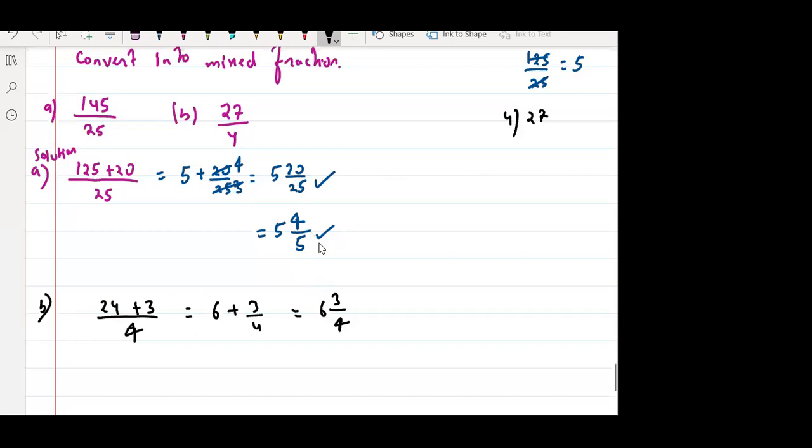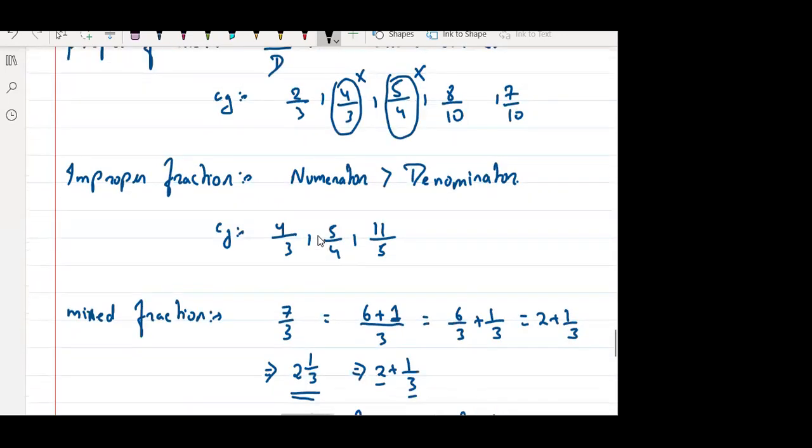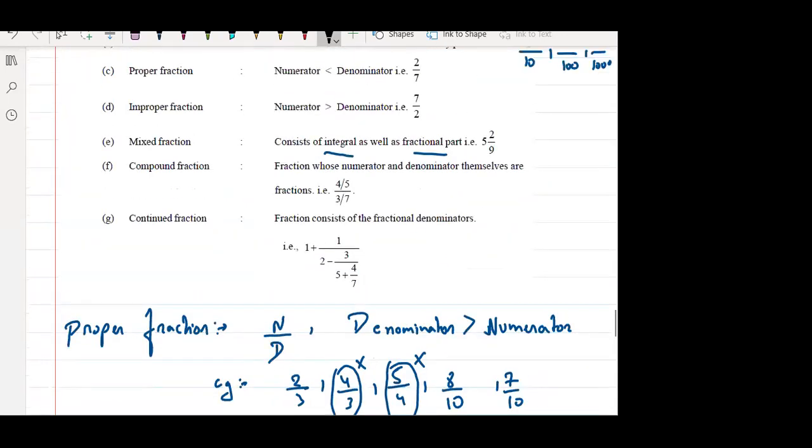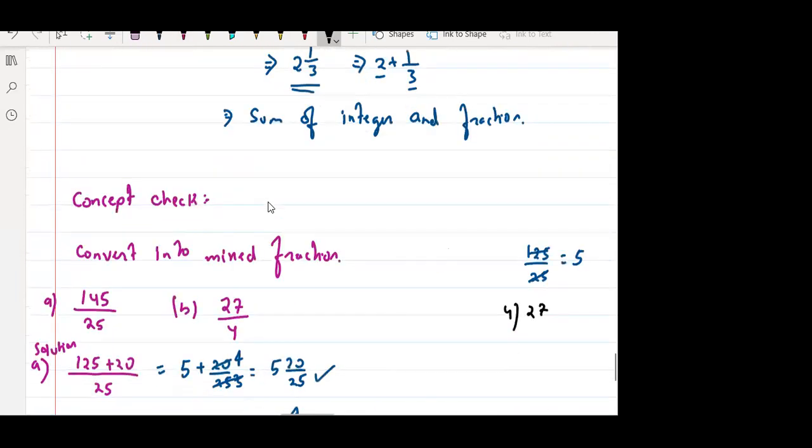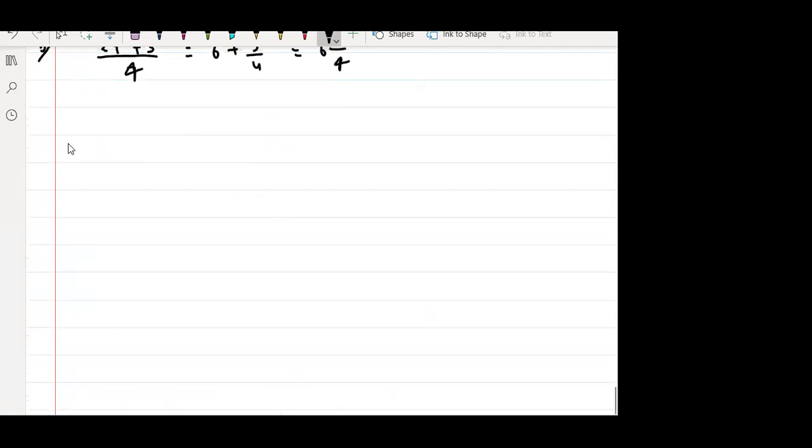So I guess everyone understood mixed fraction, right? Now there are two different types of fraction, which are called compound fraction and continued fraction. These two are quite important. They confuse us a lot and they come up later too. So what is compound fraction? What does compound mean? Not exactly mixed, but a mixture of two different types. So I can say compound fraction.